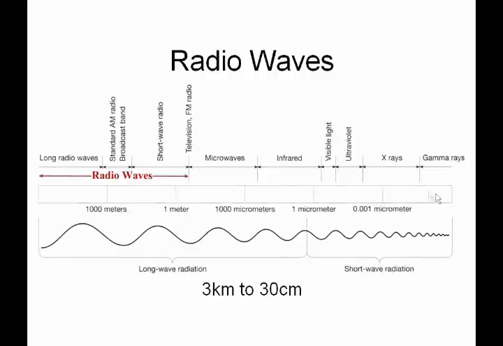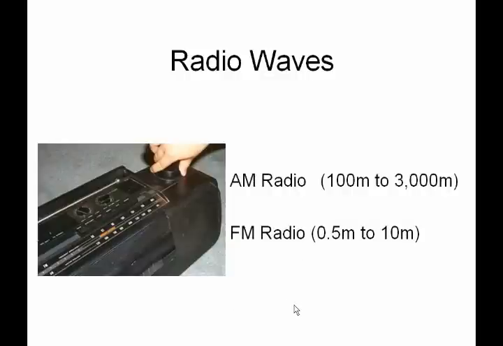All right, the first one is radio waves. Radio waves go from 3 kilometers long down to 30 centimeters. And obviously they're used for radios. AM radios go from 100 meters to 3,000 meters, and FM from 0.5 meters to 10 meters. Using our wave formula, we can substitute the speed of light here because radio waves also travel at the speed of light. And then we can use this formula to calculate what are the frequencies that go along with these.